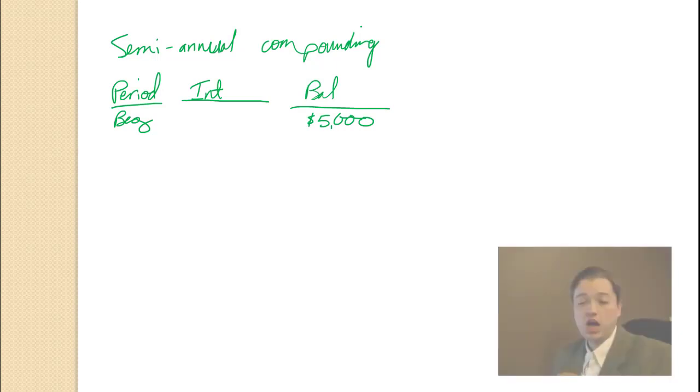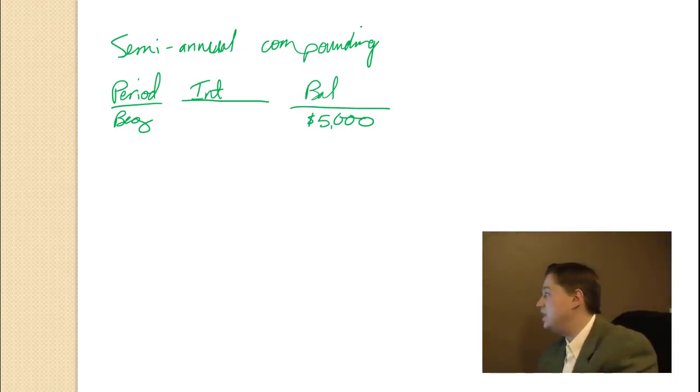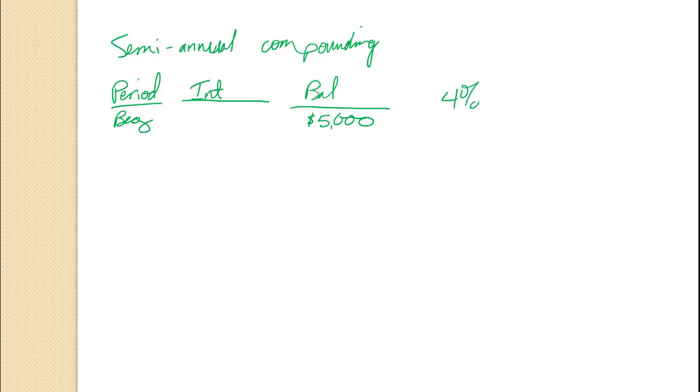Now you need to know this, highlight it, circle it. It's a key concept for time value, and that is that interest rates are always annual unless they specifically say otherwise. Which means if the bank pays 4% annually every 6 months, they're going to pay 2% semi-annually.